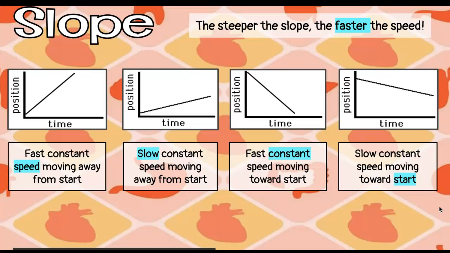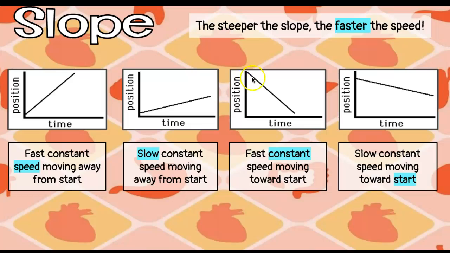The slope of your graphs also gives you good information about the motion, because the steeper the slope, the faster the speed. So you can see here in this first graph, that's a really steep line, which means that object's moving pretty fast. We still have a diagonal line in the second graph, but the slope is much less. It's a much smaller grade going up. So this is a slow constant speed.